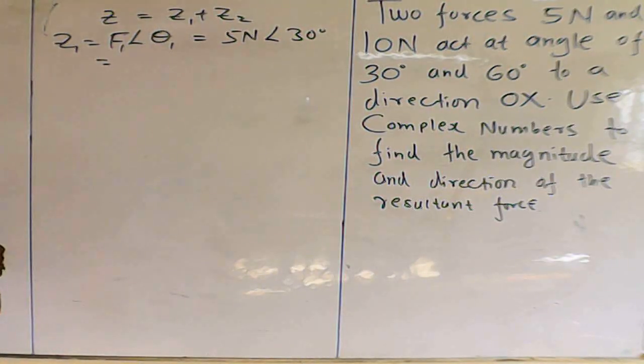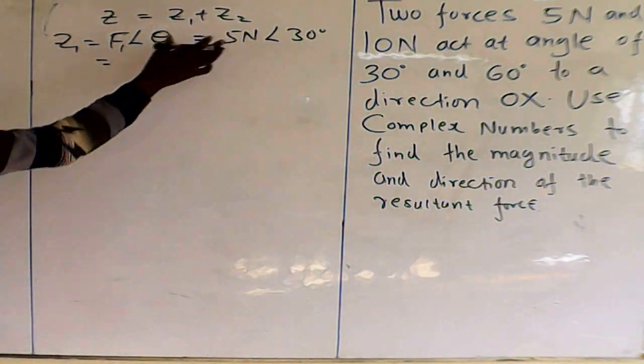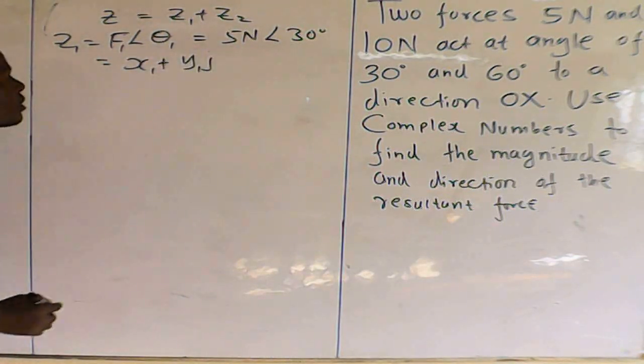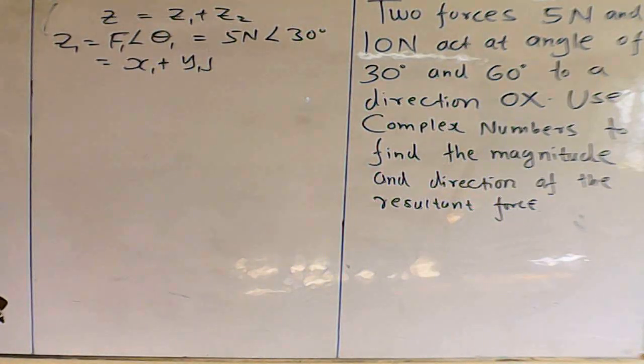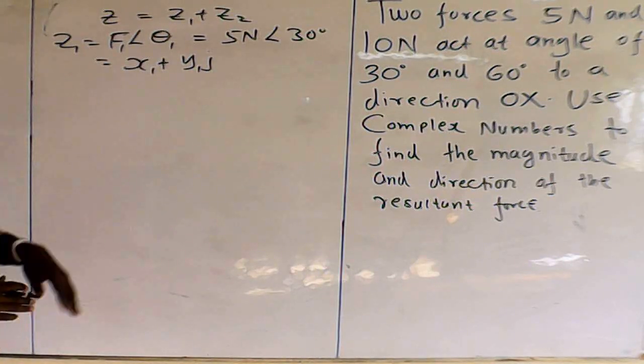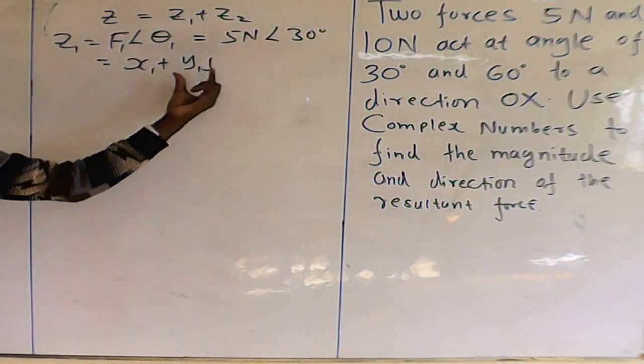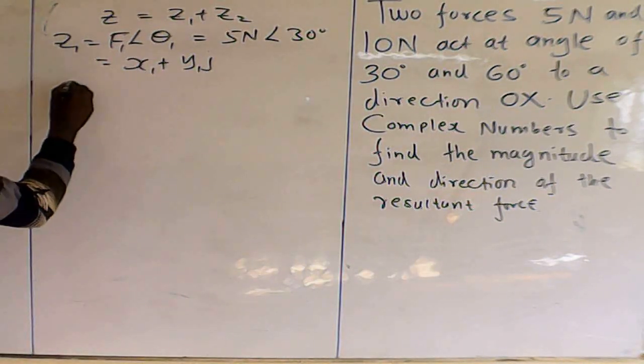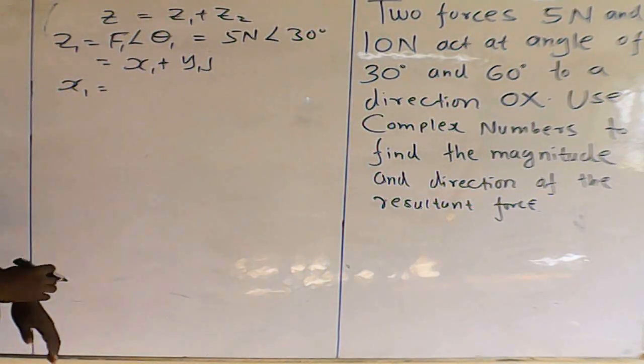Now for us to get the x and y components, we have to express this force in the form x1 plus y1j. Are you seeing that? Yes. So we are looking for the x component and the y component of that force. So how do we determine the x component? The x component is given by the cosine ratio, isn't it?